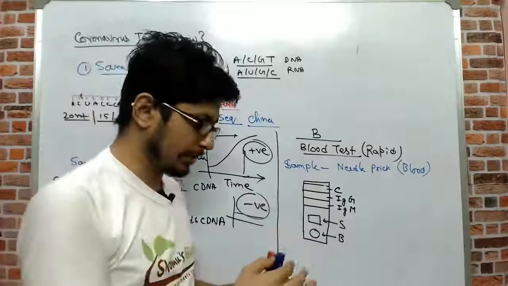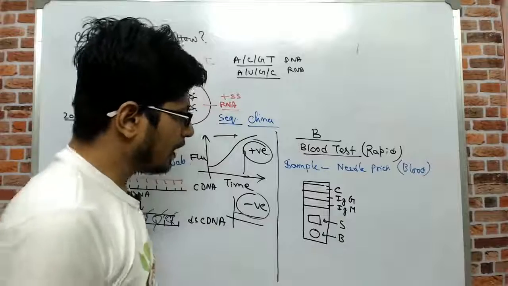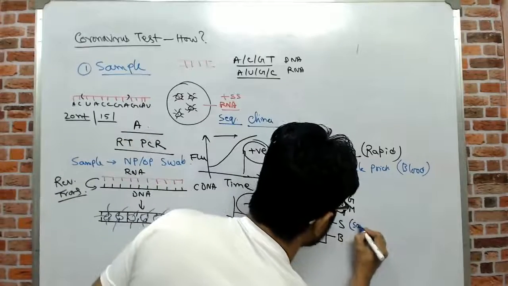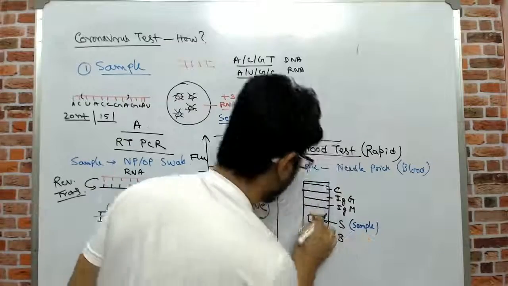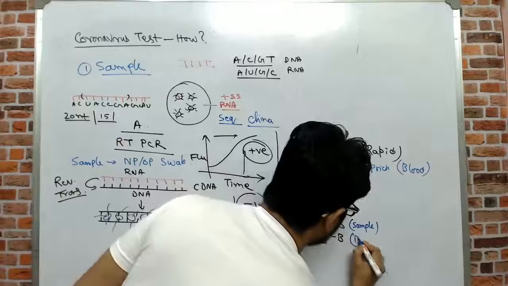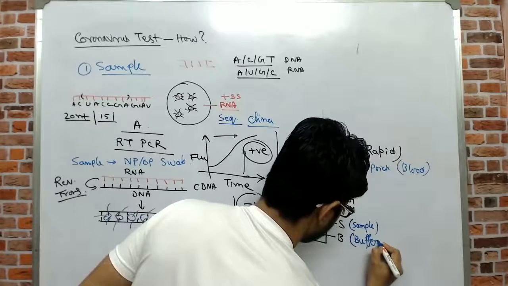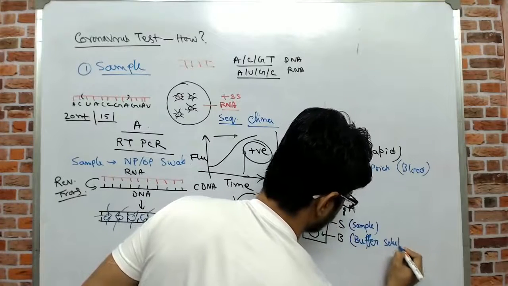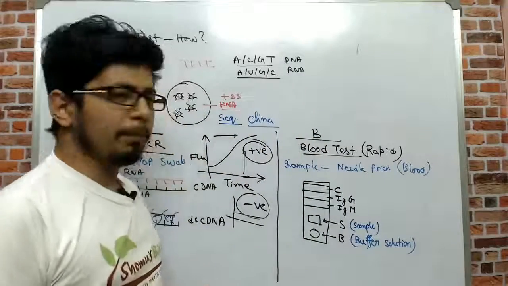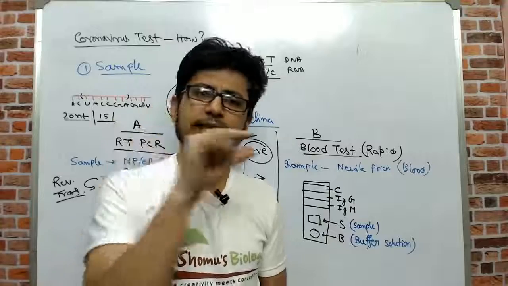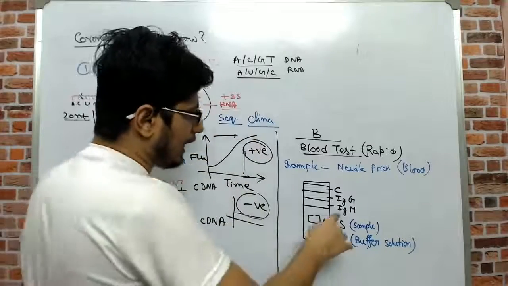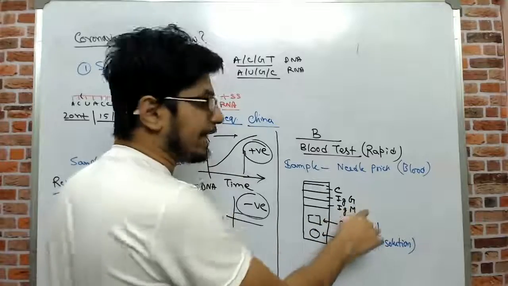I'm going to explain the test kit really soon. First things first, S means sample. This is where you put the sample. It is the sample placement site. This B region is where you put the buffer solution. The buffer solution is a small liquid solution provided with the kit. And this is IgM, this is IgG, these are antibodies.